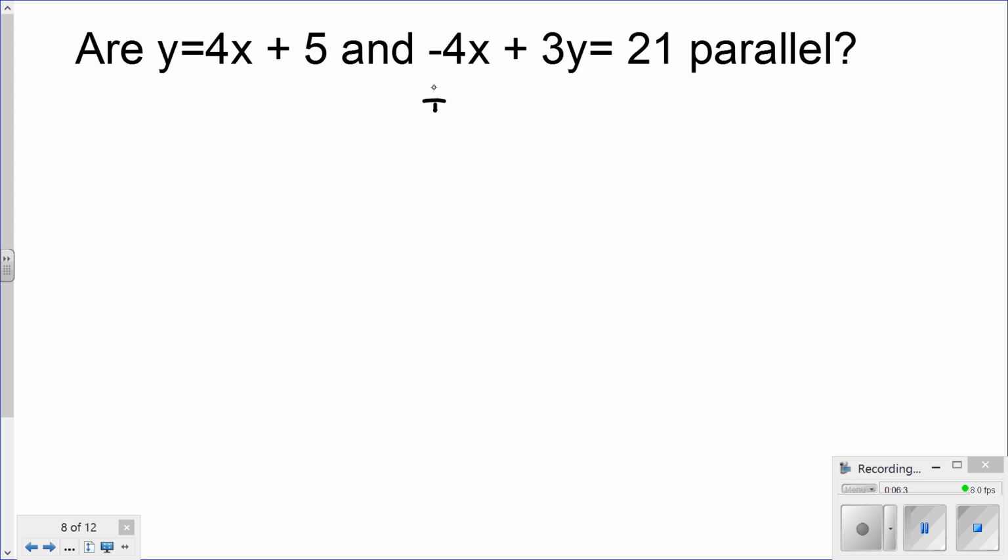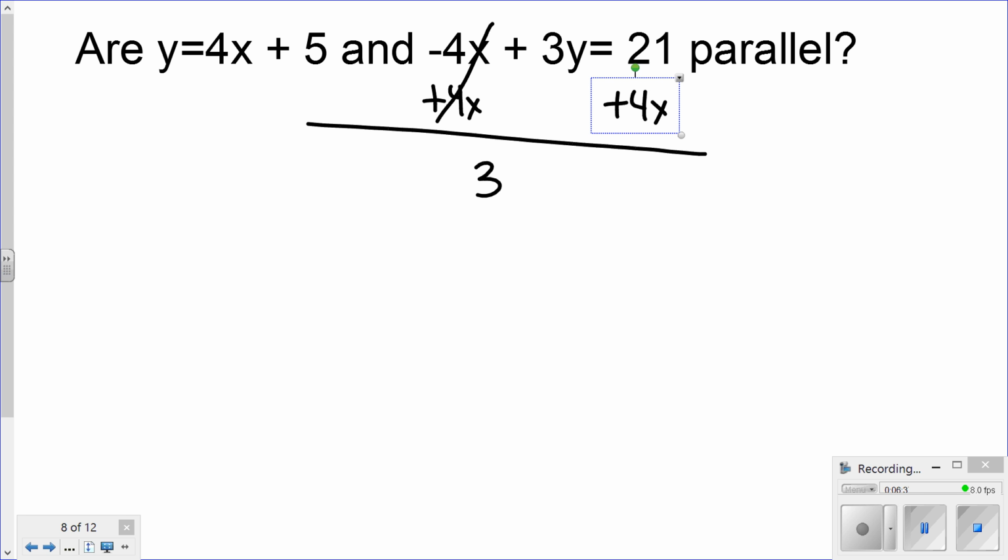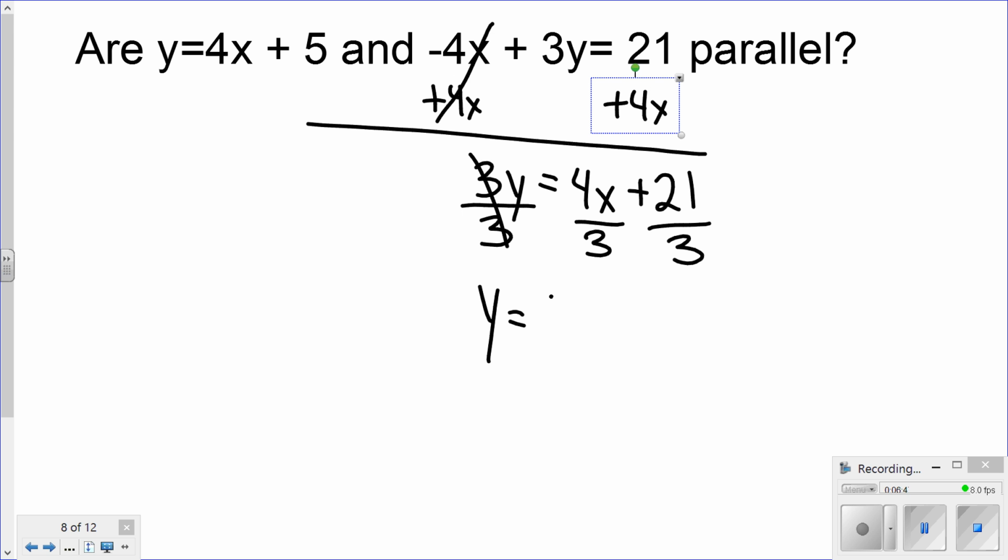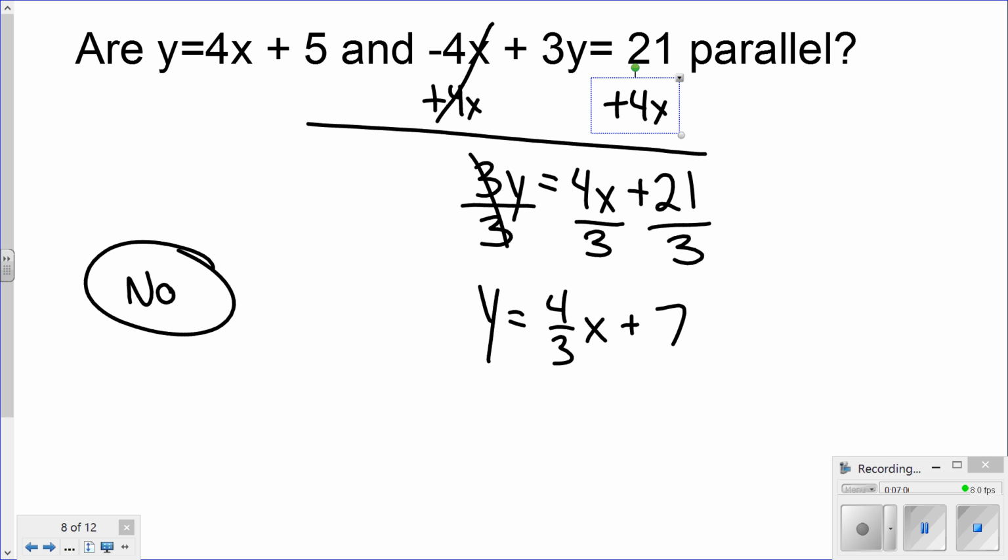So add 4x to both sides. It's 3y equals 4x plus 21. Divide everything by 3. So y equals 4/3 x plus 7. I have a slope of 4 over here, but this is 4/3. So they have different slopes, so the answer is no, they are not parallel.